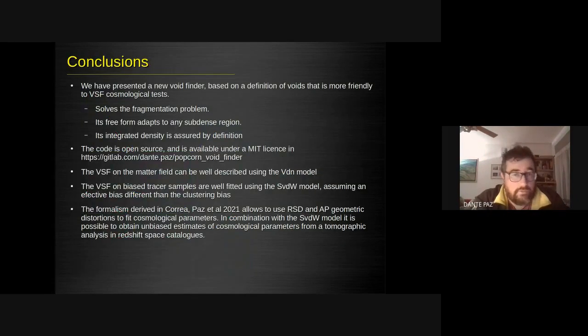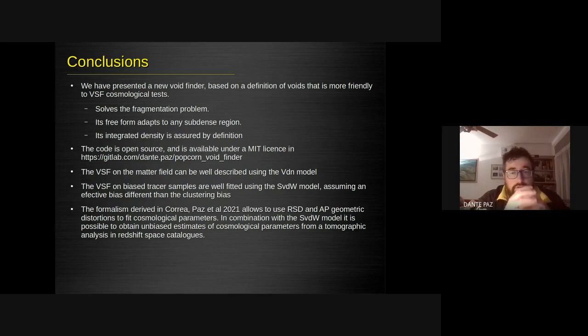So here are my conclusions. We have presented a new void finder. This definition is somewhat more friendly with void function cosmological tests, because it solves the problem of fragmentation and has a free-form feature that allows it to adapt to underdense regions. And also the integrated density of the object is very well constrained. In this way, you recover a complete set of voids for scales larger than the shot noise. And these are very important features for the void function.